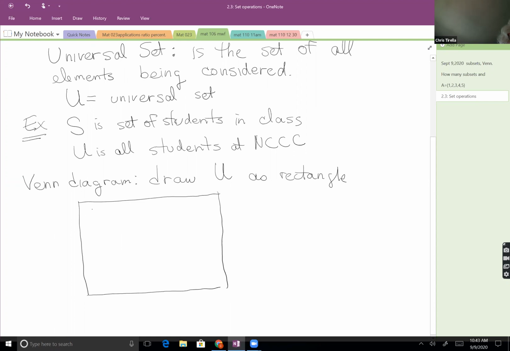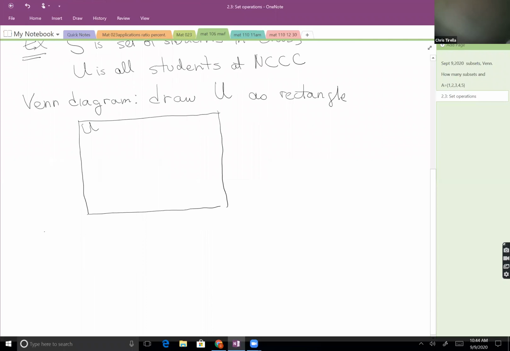And so the rectangle is usually labeled with a U for the universal set, unless of course your universal set has a different name. And so now what happens is we put other sets in the universal set, as loops.